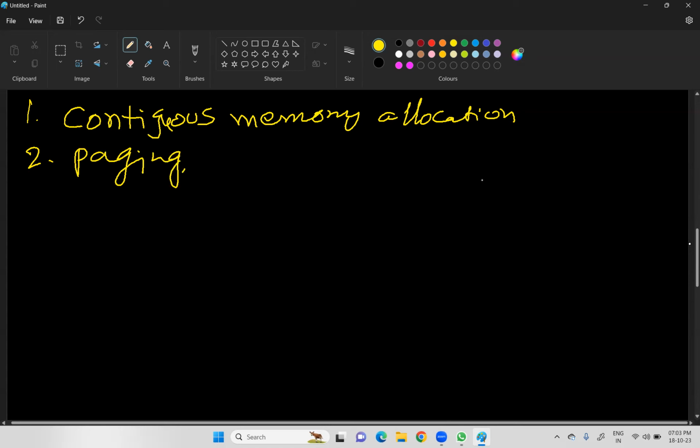What exactly these two will be, and how they will be organized by your operating system, and how memory can be allocated among several processes will be given by these two different types of schemes. Of course, many other things are there, but these two are basic things where we would like to look into memory management schemes.